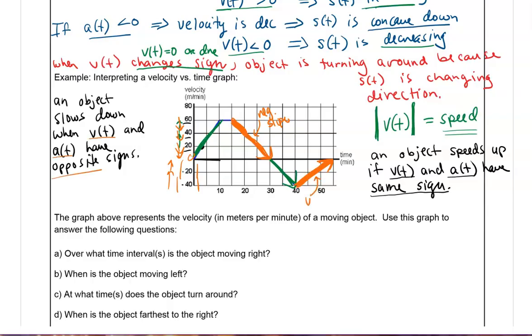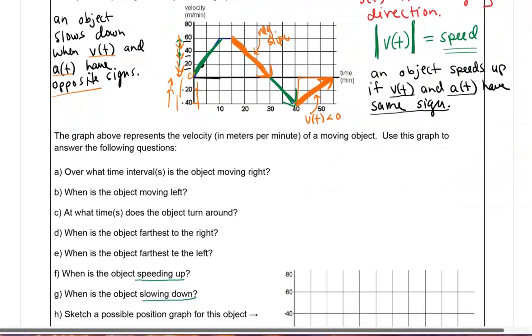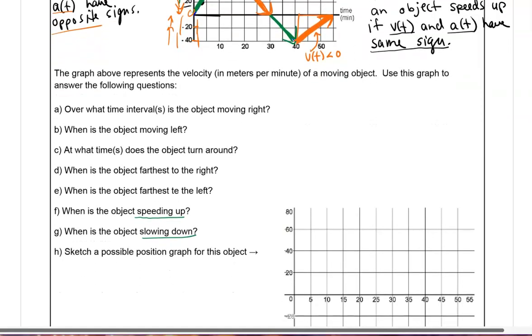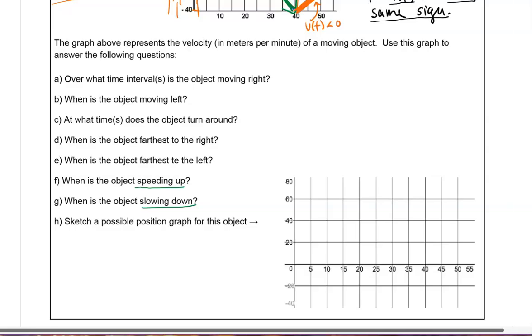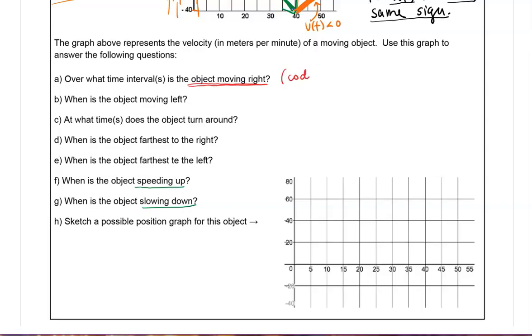Here, my velocity values are negative, like negative 40, negative 20, but the slope is positive. It's going up 40 and to the right 15, so positive slope. This is where they have opposite signs, and therefore the object is slowing down. Okay, so knowing all of those things, we now want to answer these questions. It's very similar to how we answered the last set of questions, but things are worded a little differently. This is asking over what time intervals is position increasing? When it says object moving right, that's code for position is increasing.